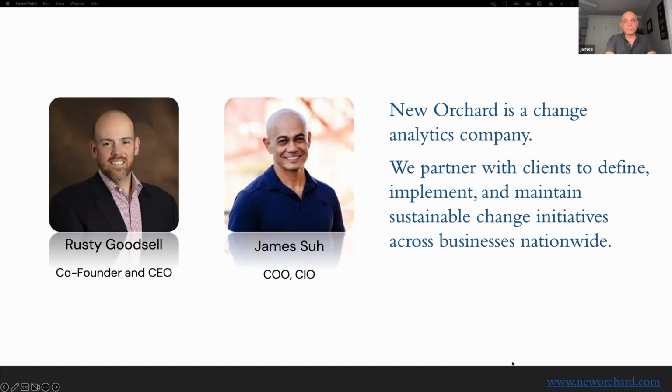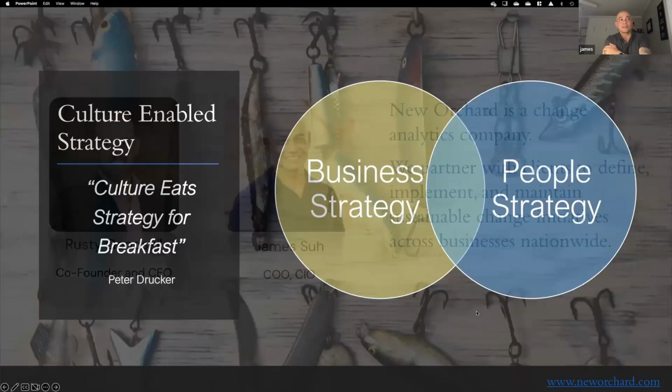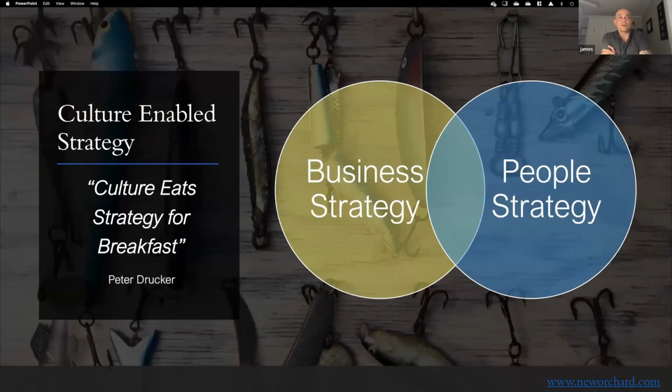I want to talk a little bit about what we are trying to do and the problem we're trying to solve. Everyone's heard the quote from Peter Drucker, "Culture eats strategy for breakfast." In this context, he was not saying that strategy is unimportant, but strategy is very difficult to achieve and execute without considering the people aspect, the culture aspect of that side. New Orchard has really taken that to heart and looked for better ways to understand the implications of people and strategy within an organization beyond just the culture surveys that are out there.